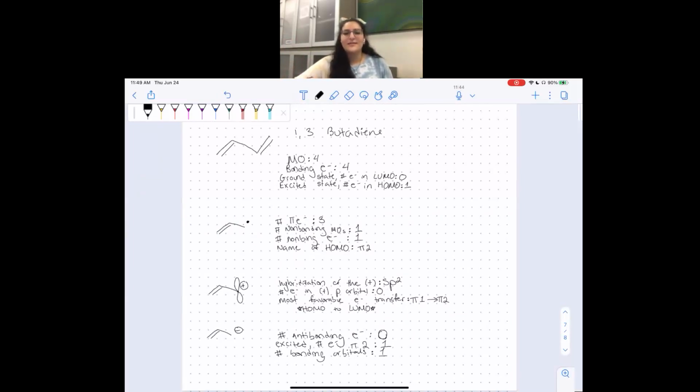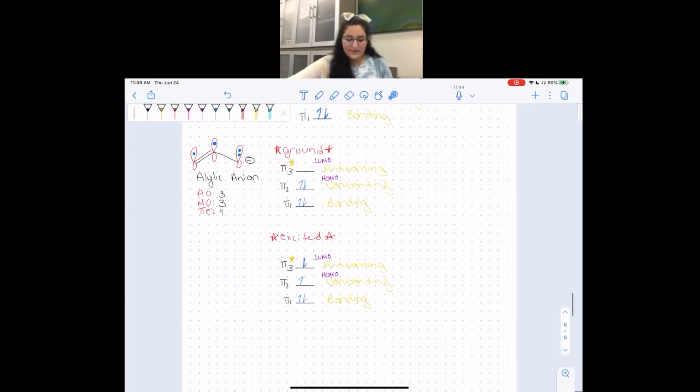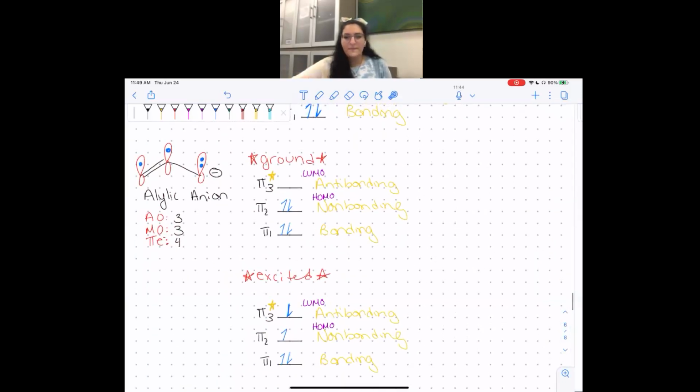Okay, someone asked what. So basically all I asked was how many bonding orbitals do we have? And we only have 1 because this is going to have 3 orbitals. The first one will be bonding, the second one will be non-bonding, the third one will be anti-bonding. And I can go up to what we did last time and actually show you how it looks. So remember, pi 1 is bonding, that means pi 3 has to be anti-bonding, and the one sandwiched in the middle has to be non-bonding. Does that make a little bit more sense now?